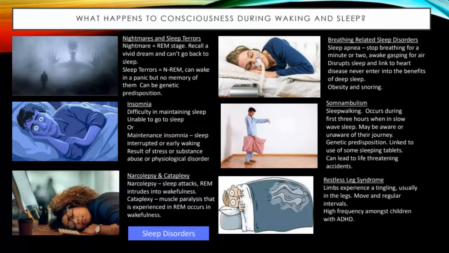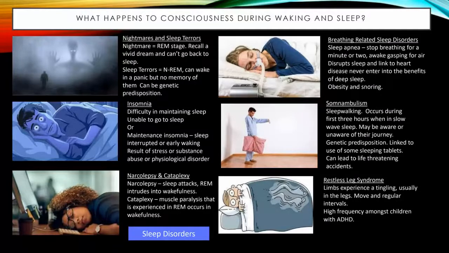And insomnia can be the result of stress or substance abuse or even a physiological disorder. But insomnia is quite common in people, especially now with the stress that many people are under. You might have heard of narcolepsy or cataplexy. Narcolepsy is a sleep disorder where during the day, when you are awake, your REM state in your sleep cycle actually impinges into wakefulness, and it's called a sleep attack. You might actually see somebody who's sitting at their desk working suddenly fall down fast asleep. Okay, so it's about that REM phase suddenly intruding into wakefulness.